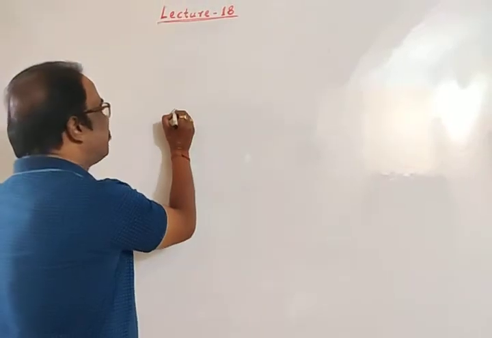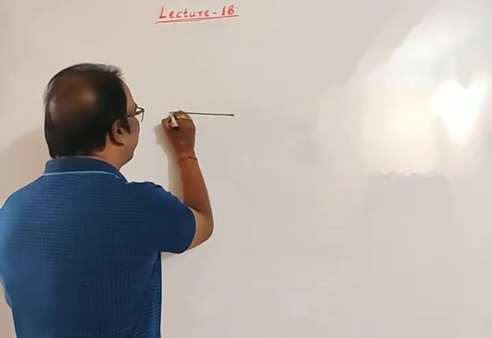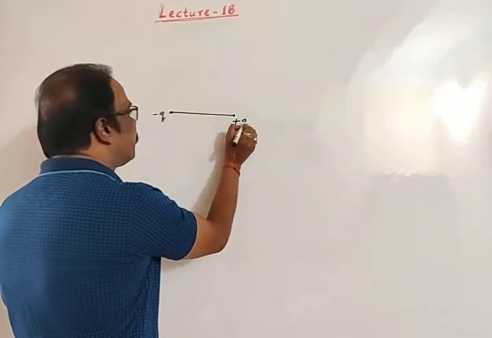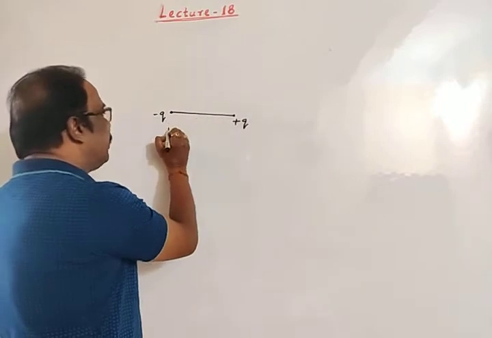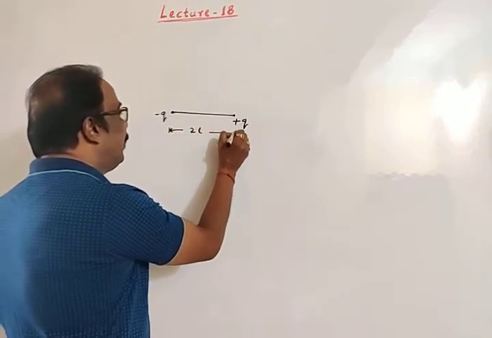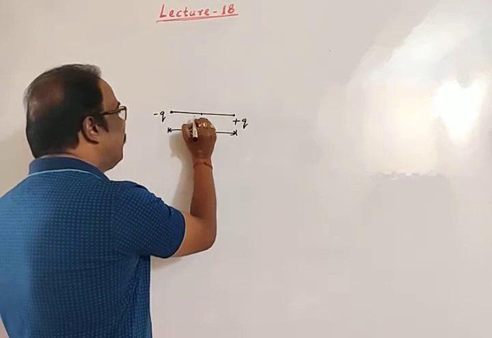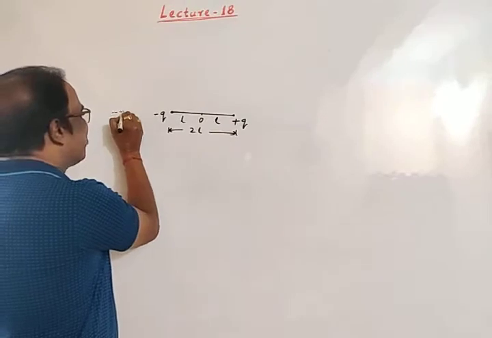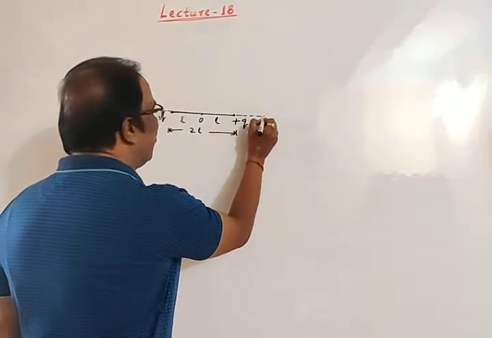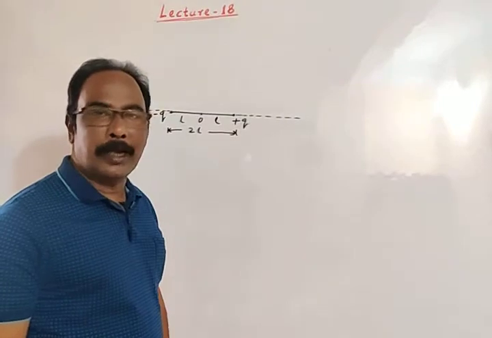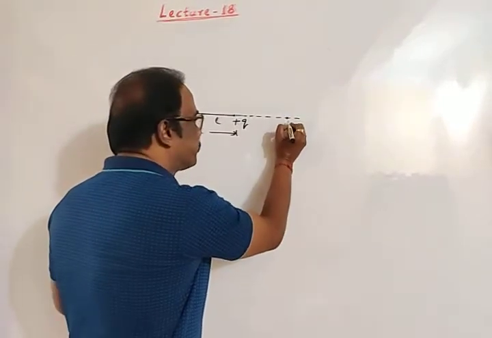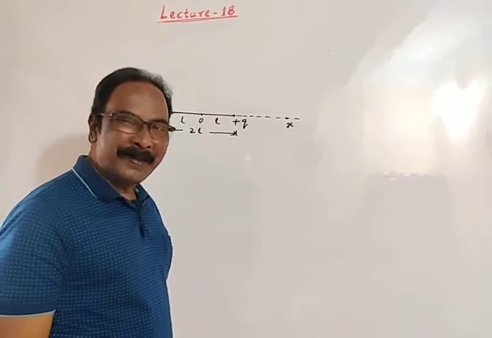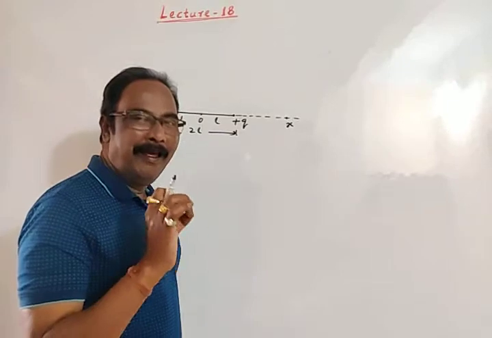Okay, suppose this is an electric dipole. An electric dipole contains two equal and opposite charges, one is plus q and the other is minus q. Let the distance between them be 2l. This is the center of the dipole, so this distance is l, this distance is l. The straight line which joins the two equal and opposite charges of the dipole is called the axial line, and any point on the axial line is called the end-on position, or we may say the tan A position.